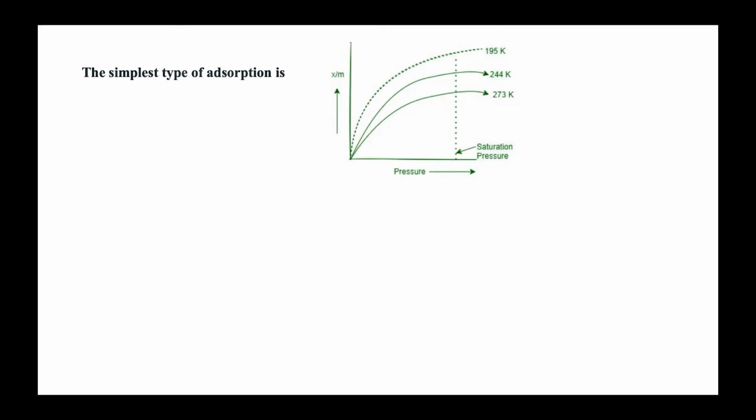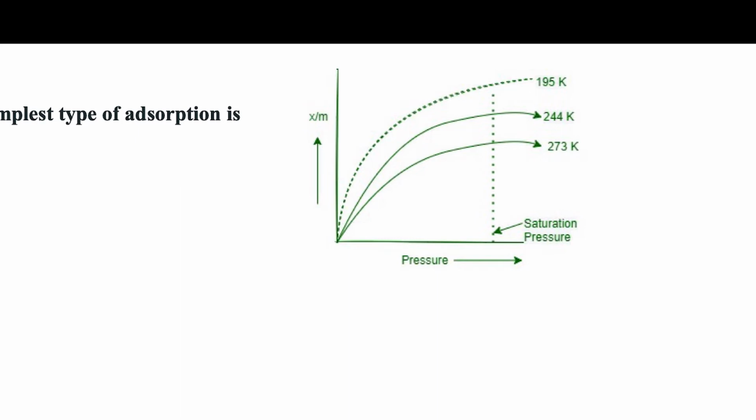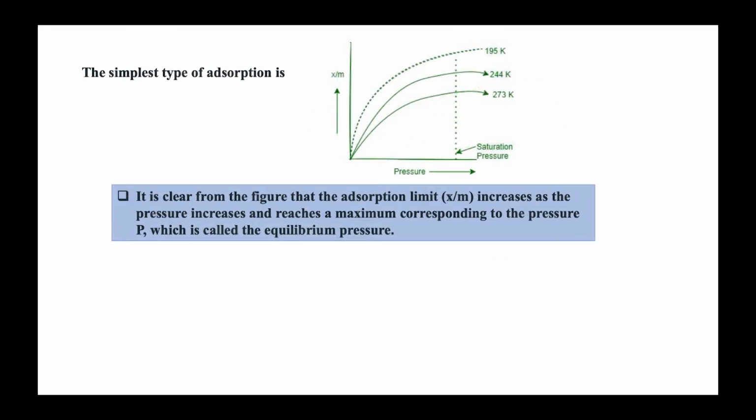A simplest type of adsorption isotherm at different temperature is shown in figure. In the figure, first one is the adsorption isotherm at 195 Kelvin. Second one is the adsorption isotherm at 244 Kelvin. And the third one is the adsorption isotherm at 273 Kelvin. It is clear from the figure that the adsorption limit, that is x by m, increases as the pressure increases and reaches a maximum corresponding to the pressure P, which is called equilibrium pressure.